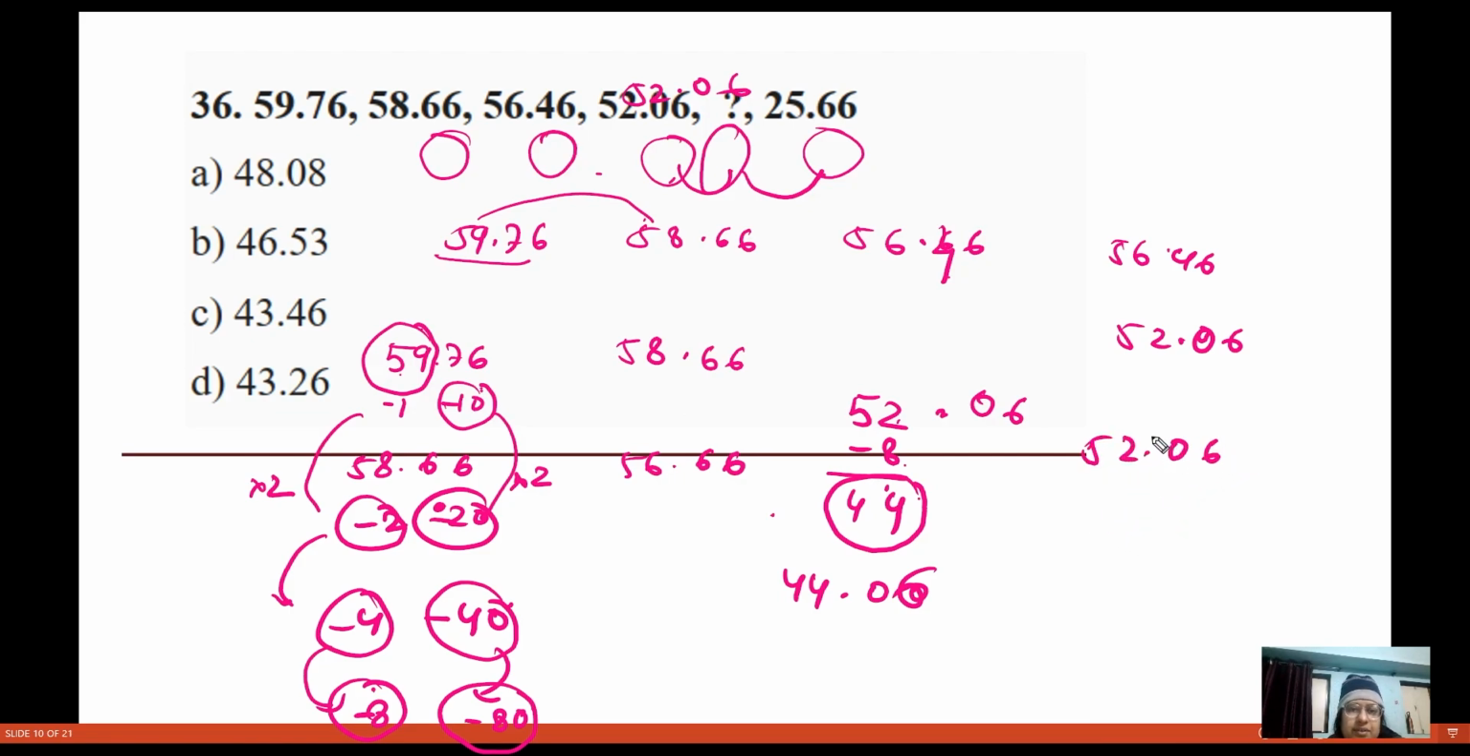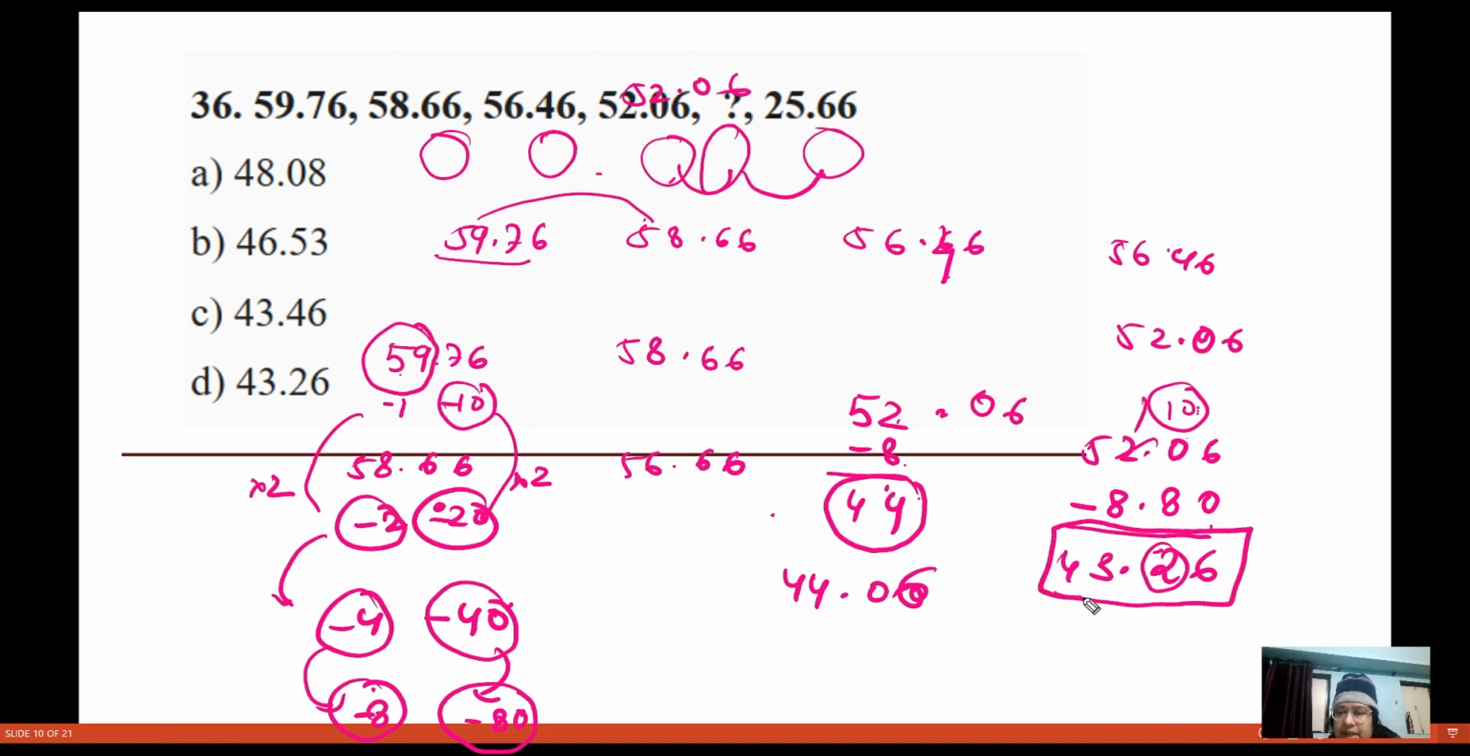52.06. Okay, 52.06, and here minus 8.80. So this is going to be 6 obviously, and this is going to be 10. Okay, this is 10. So this is going to be 2 6. So this becomes 1, this is going to be 3, and this is going to be 43.26. Okay, 43.26. Now the next one you obviously know, minus 16, and this is minus 80.